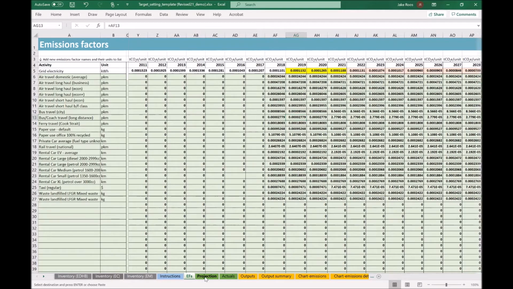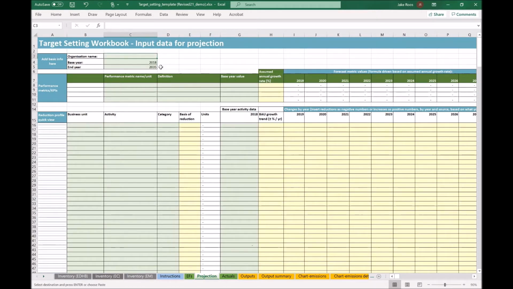So we move across to projection. First thing we should do is put in the organisation name, which in this case is example ministry. That will appear in the graphs. The base year is already set to 2017-18, so that's fine. Then we have this value, end year.